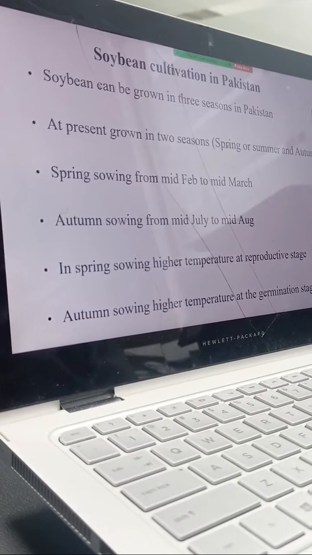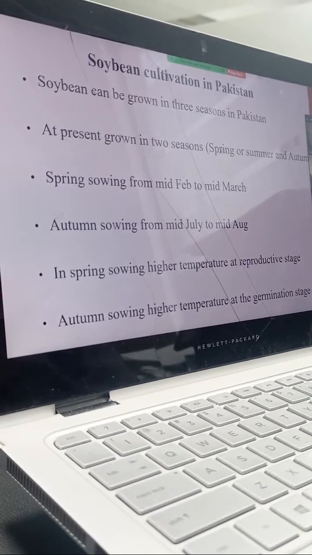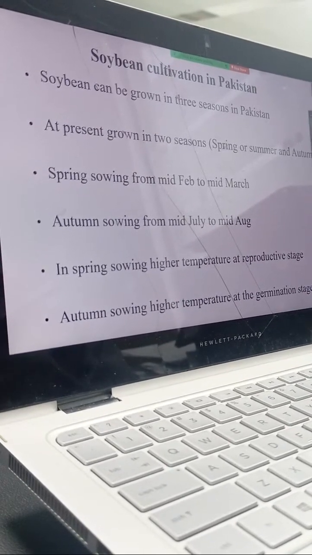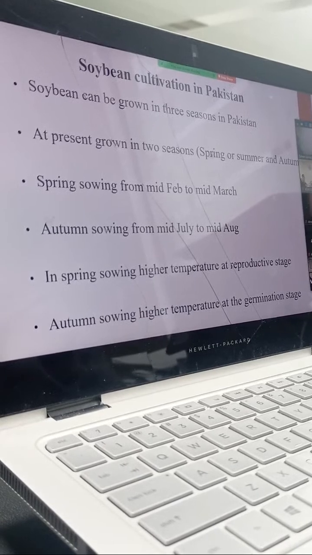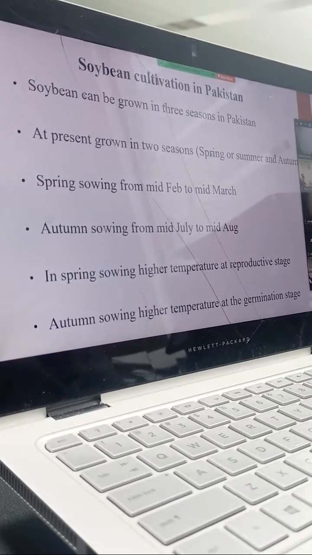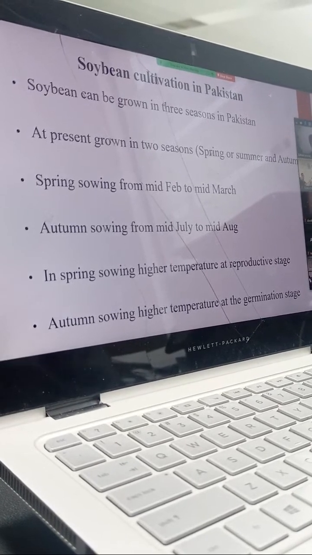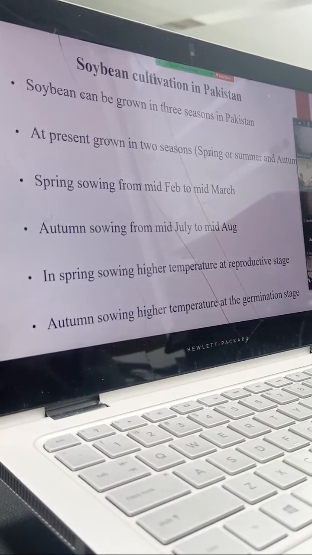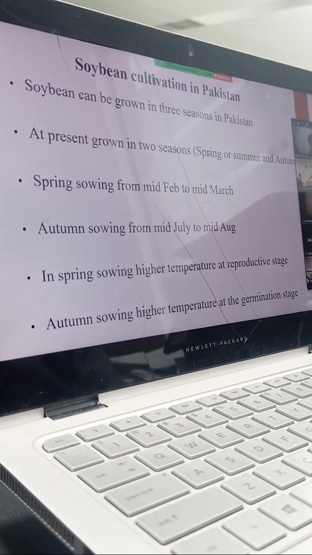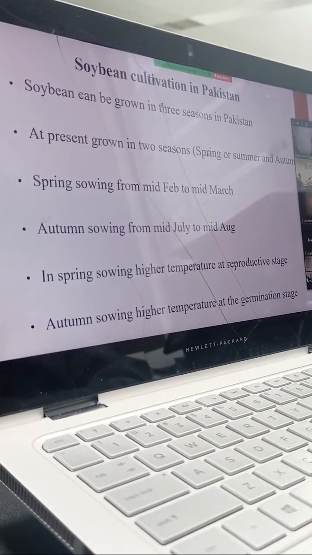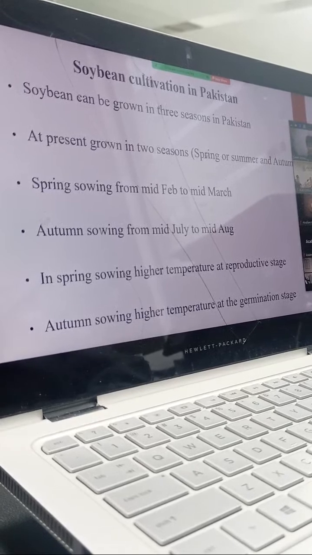The spring season starts from somewhere mid February to mid March, and harvesting takes place somewhere between mid May to mid June and early July. And then the autumn season starts from mid July to mid August, and then threshing or harvesting starts somewhere between mid August and mid September.